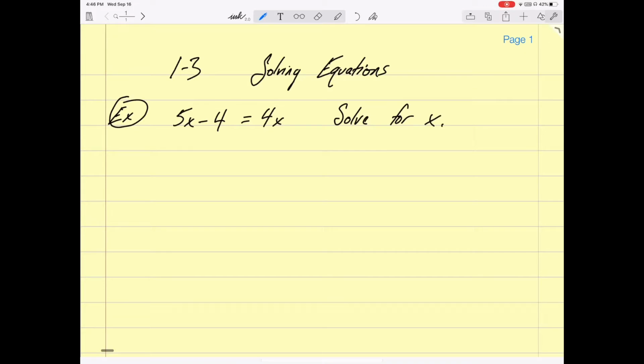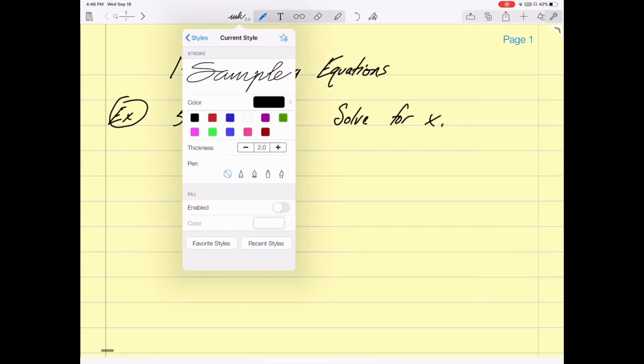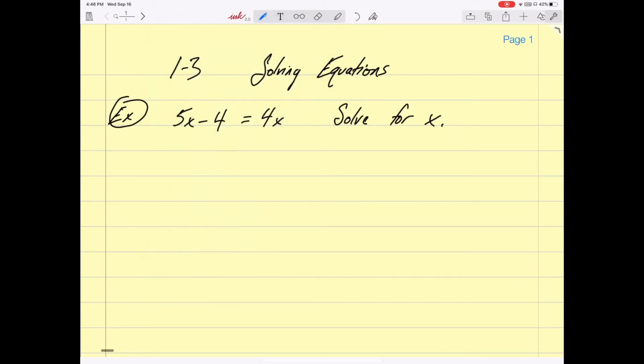Okay, so for all of these, we're just going to be solving for x or whatever variable's given. So the thing that you have to do with these is basically bring all of your x's to one side and everything else to the other side. So it's just like what we did last week. And you can decide which side you want to move things and all that.